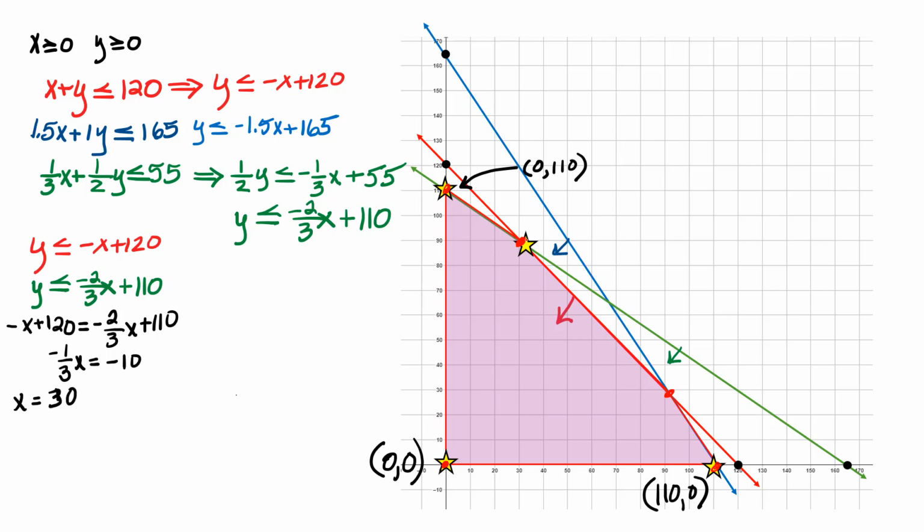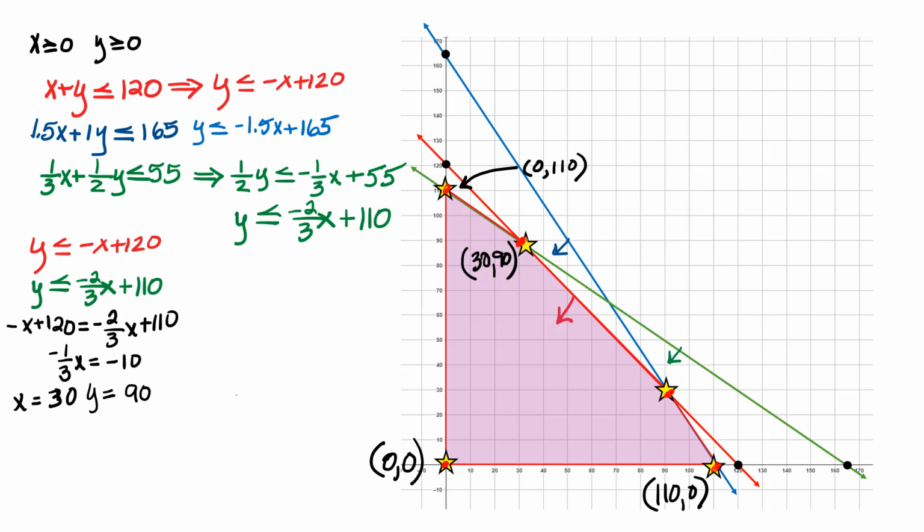So if x is 30, we can plug that back into either one of those inequalities. And when we plug it back in, we will get y equals 90. All right, so that point where the green and red lines cross is the point 30, 90. So that would be when you bake 30 loaves of wheat bread and 90 loaves of cheese bread. The other point is where the blue and red lines cross.